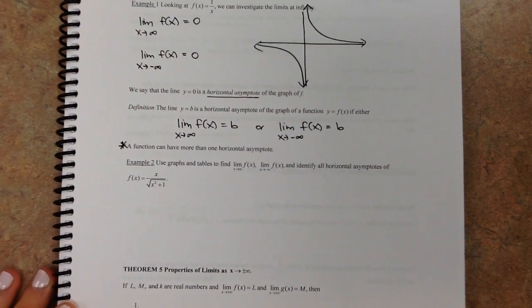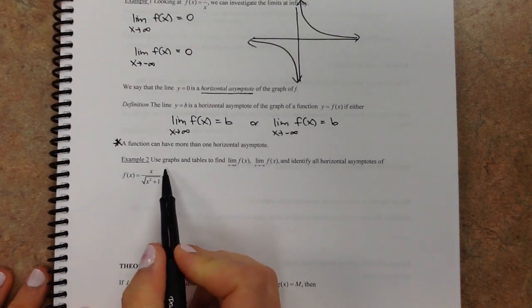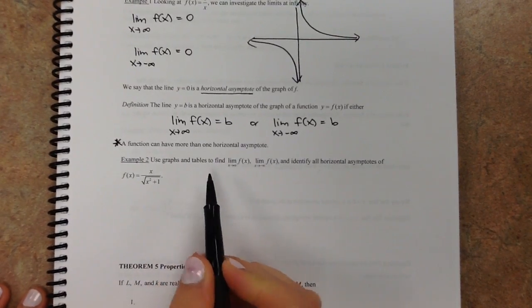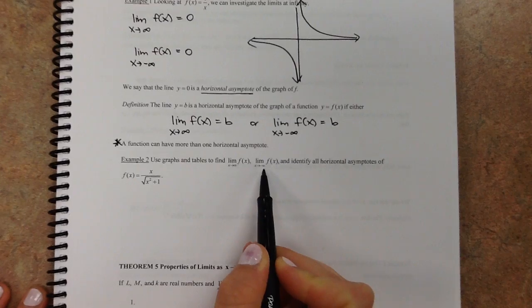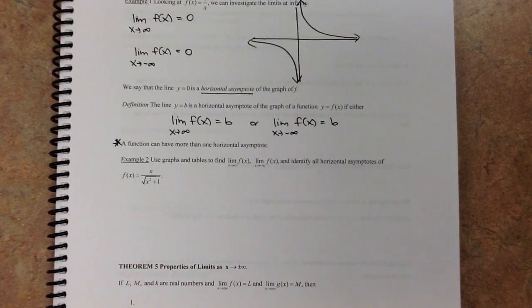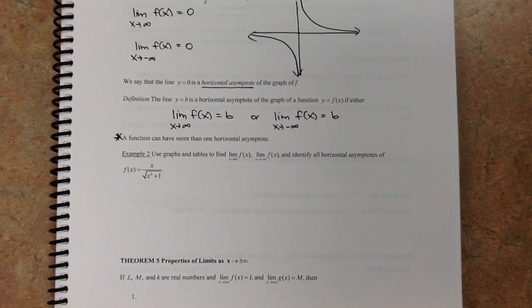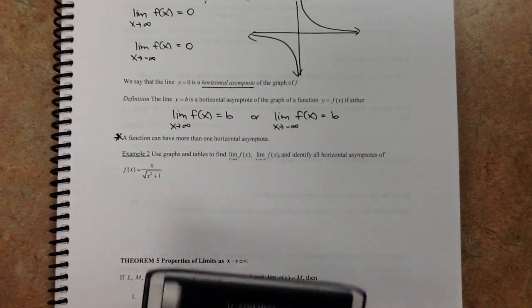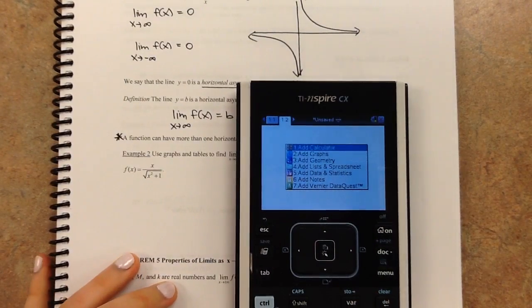Okay, so example 2. We're going to investigate this a little bit. We want to look at graphs and tables to find the limit as x approaches positive and negative infinity of this function right here. Let's look at a graph first, almost so that we know the answer before we investigate, and then I'll show you a little trick we could use. So go into your calculator. If you've got the Inspire, either add a new graph page or start an entirely new document.